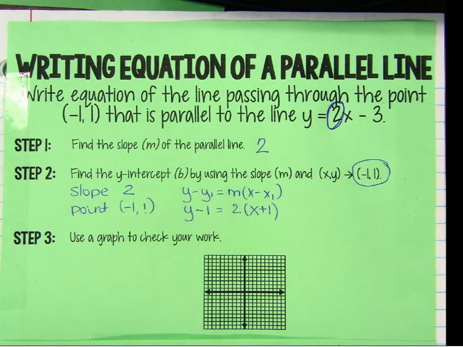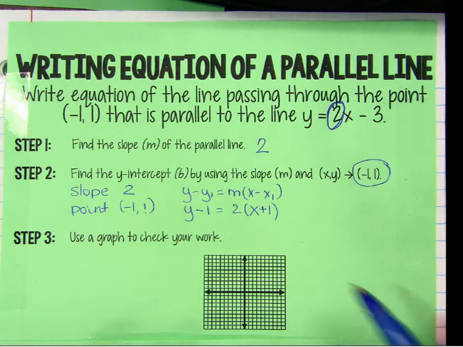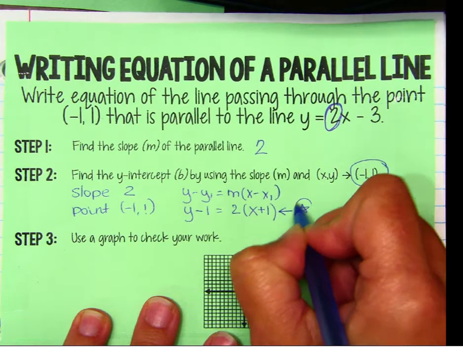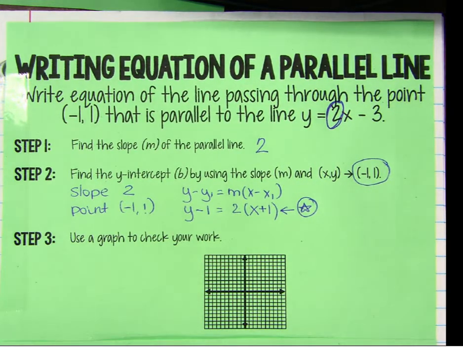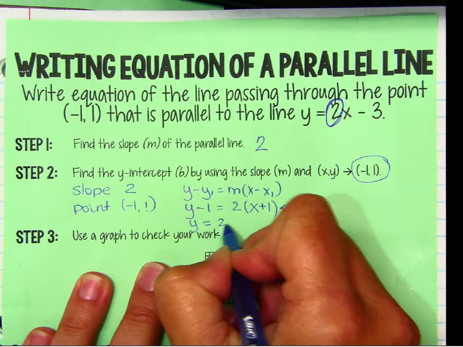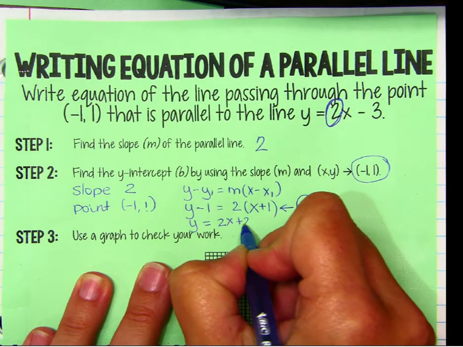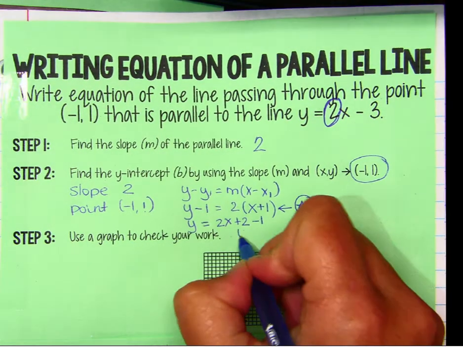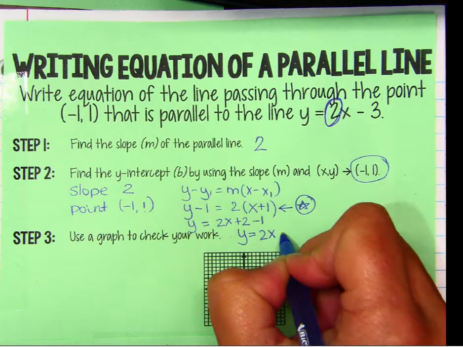Now it does say find the y-intercept by using the slope and the point. So at this point, if I want to get this equation into y equals mx plus b form, I can take that 1 and move it to the other side. But just a little reminder that this form is okay. You can leave it in point slope form, and that's perfectly acceptable. But if you want to, you can put it into slope intercept form. So I'm just going to move the 1 to the other side and distribute the 2. And so when I clean that up, I get y is equal to 2x plus 1.